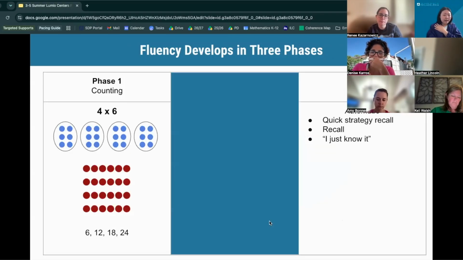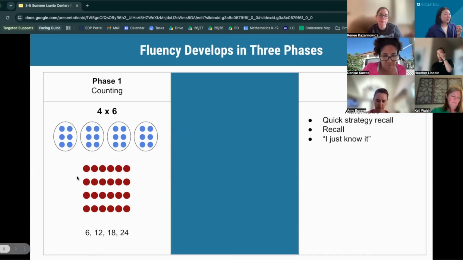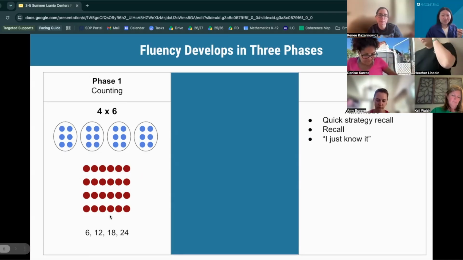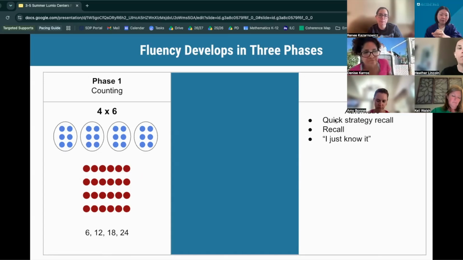So one of the things that helps us think about that is how does fluency develop? In phase 1, it is counting. When we think about multiplication, a lot of times we do skip counting first because we're thinking about equal groups. So here we could be skip counting, or we might even be counting one by one, but that is still phase one. Historically for me, after I would encourage students to skip count, I would go straight into, now just go ahead and memorize it.